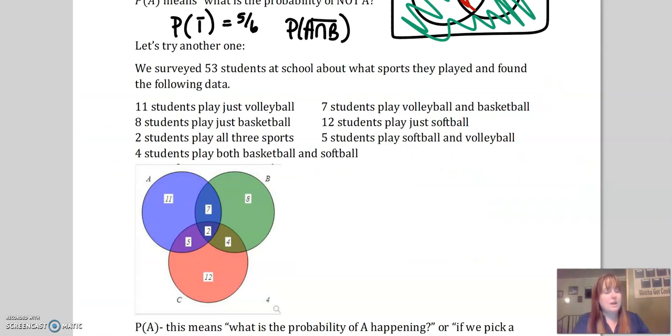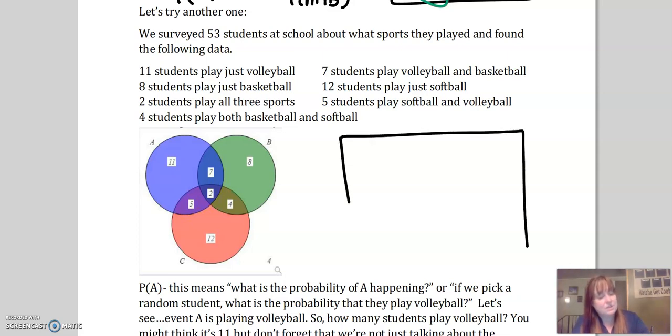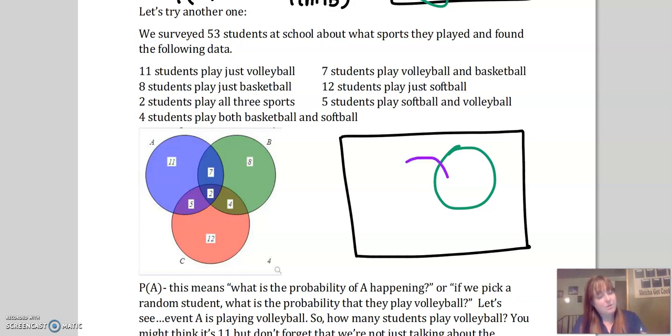They surveyed 53 students at the school, and they found all of this information. 11 people played volleyball, 8 people played basketball, 2 people played all 3 sports, 4 played both basketball and softball, 7 played volleyball and basketball, 12 played softball, and 5 played softball and volleyball. Okay, so then we draw a Venn diagram. I already have it drawn, but I'm going to draw it again so you guys can see the process. The green is going to be basketball. The purple is volleyball, and the red is softball.